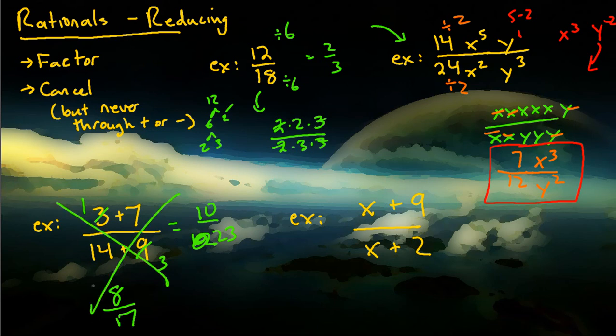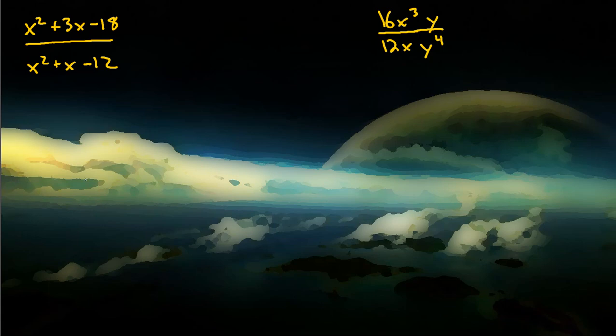I want to make clear, you cannot do that. 8 17ths is not equal to 10 23rds. Those are completely different. You cannot cancel through addition or subtraction. Like in this example at the bottom right, here's that mistake with numbers. Some students would cancel those and say that that's 9 halves, and that's not true. You cannot ever cancel through addition or subtraction. What I just did at the bottom there, you cannot do. That is wrong.